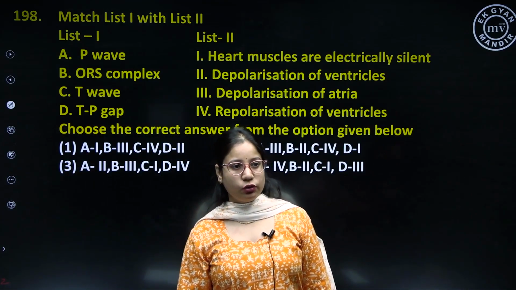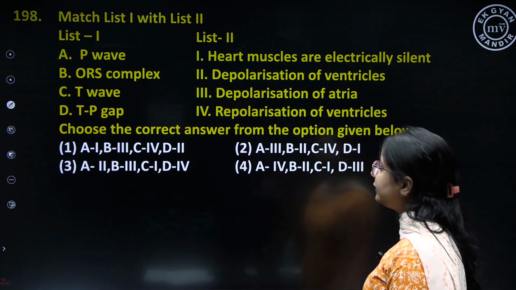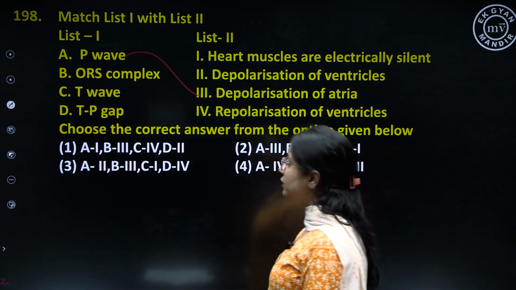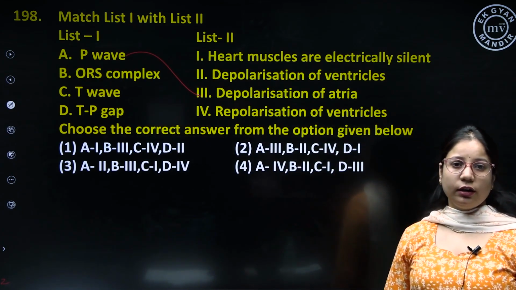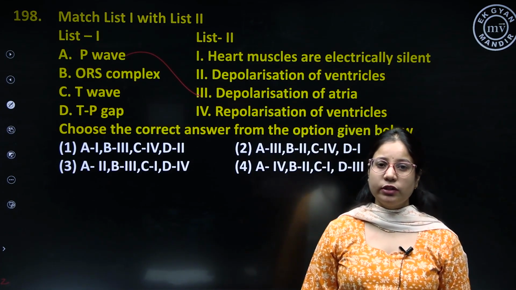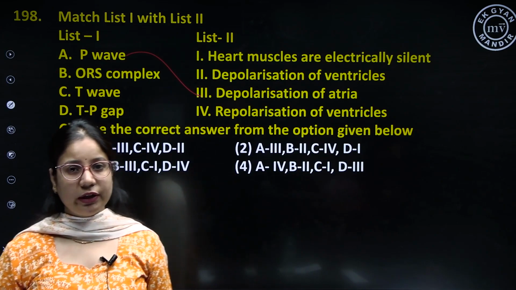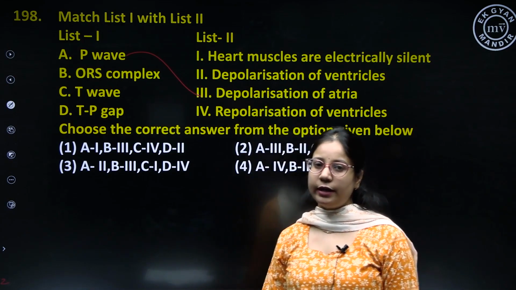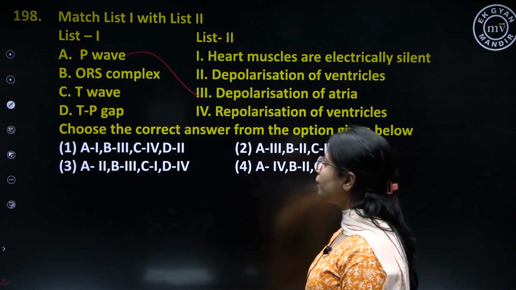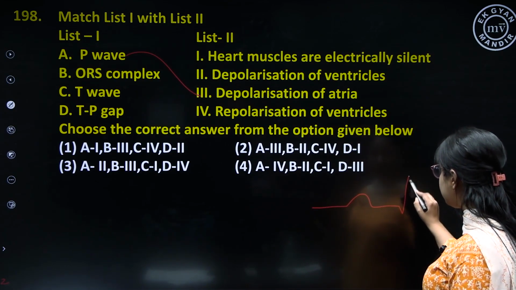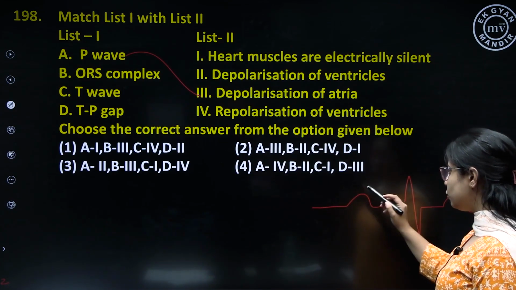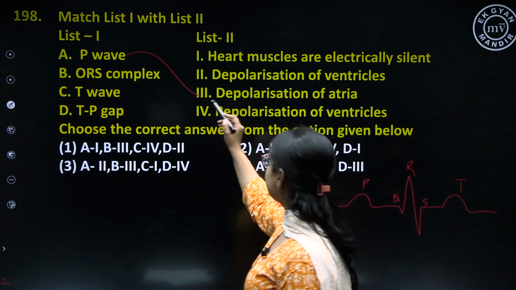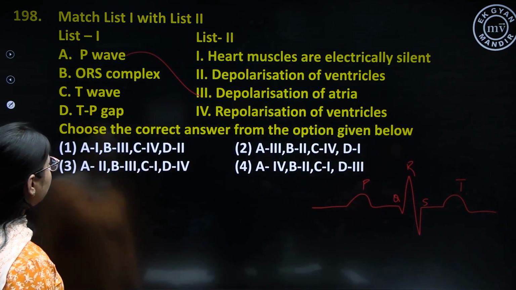Match list 1 with list 2. List 1, A is P wave. P wave is depolarization of atria. So this is a question on the ECG. ECG is a waveform which depicts the electrical activities of the heart, and with the help of ECG we can diagnose whether the heart is functioning normally or there is some dysfunction going on inside the heart. So P wave, this is a type of complex which is formed. ये आपने generally ICUs में देखा होगा monitor पे चलते हुए PQRST. This P wave, it signifies depolarization of atria.